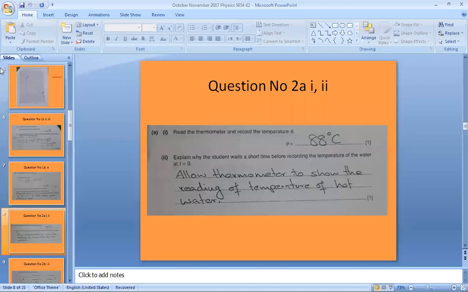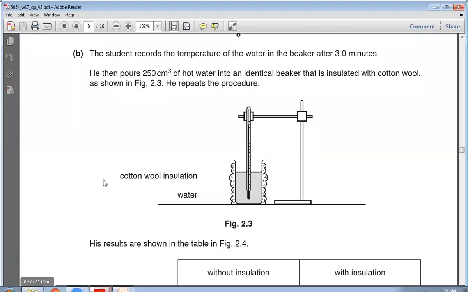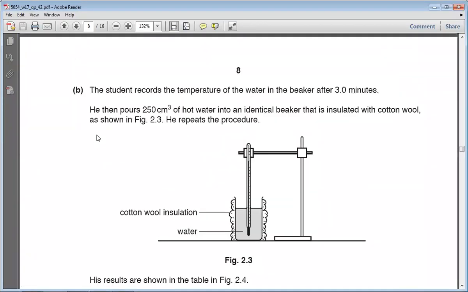Okay. So the next part coming up on your screen is, he says, the student records the temperature of the water in the beaker after 3 minutes. So after every 3 minutes, he notes down what is the temperature. He then pours the 250 centimeter cube of hot water into an identical beaker that is insulated with cotton wool as shown in the figure 2.3. He repeats the procedure. Now he poured another 250 centimeter cube of hot water into another beaker, but this beaker has cotton wrapped around it.